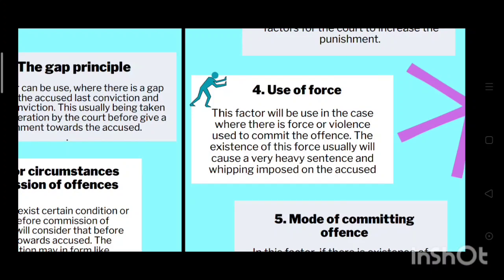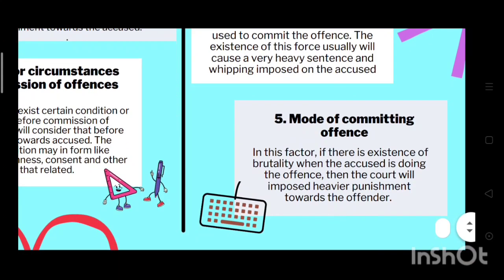The last factor for the aggravating factors is mode of committing the offence. In this factor, if there is brutality when the accused is committing the offence, then the court will impose a heavier punishment towards the offender. This can be seen again in the case of Public Prosecutor against Safian bin Abdullah and another, where, due to the brutality of the two accused towards the victim, the court imposed the maximum punishment on them.